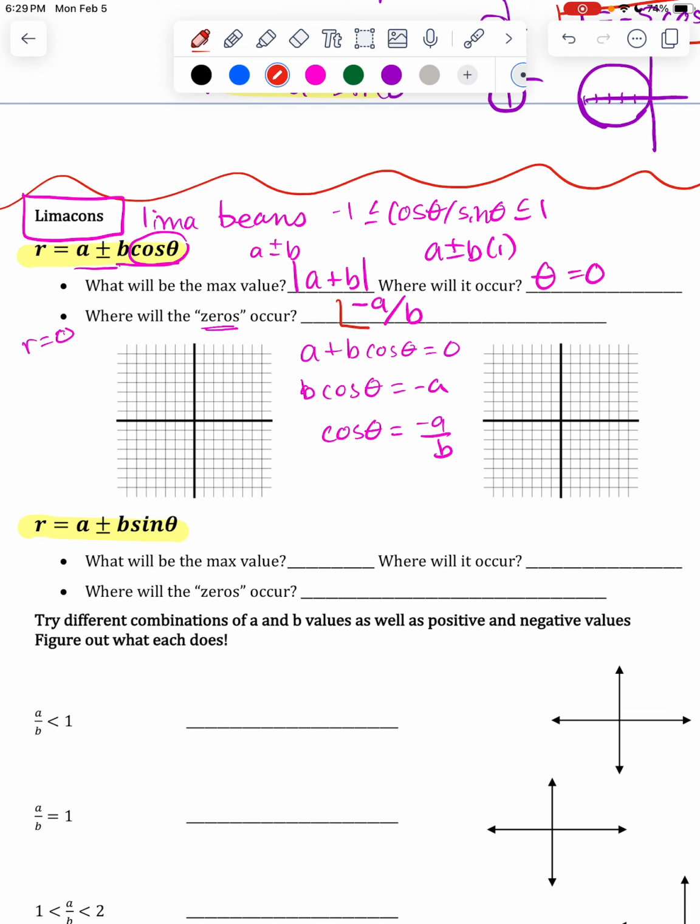And these are all the fun facts that you want to be able to remember, because those are what you use for solving these equations. So say I had 1 plus 2 cosine theta. Here's my a, here's my b. So I'm going to have my zeros occurring where cosine theta equals the opposite of a over b.